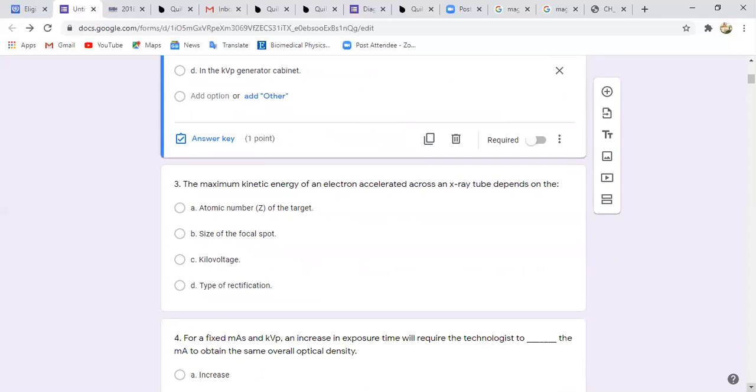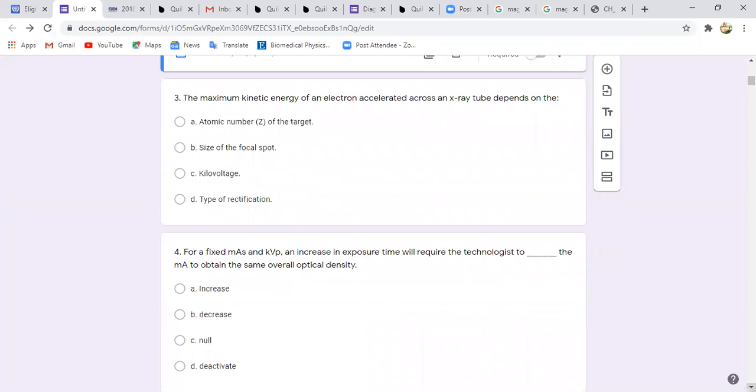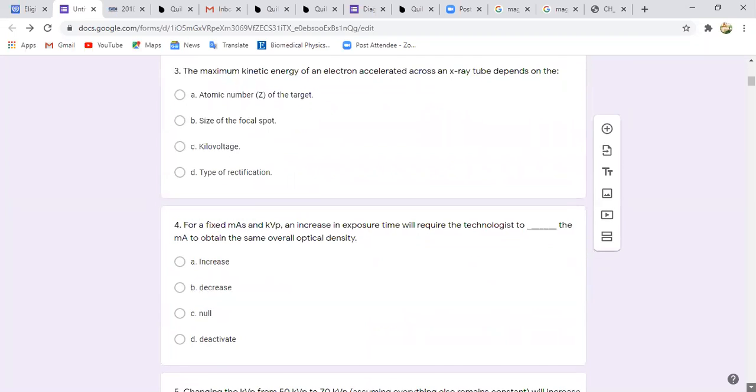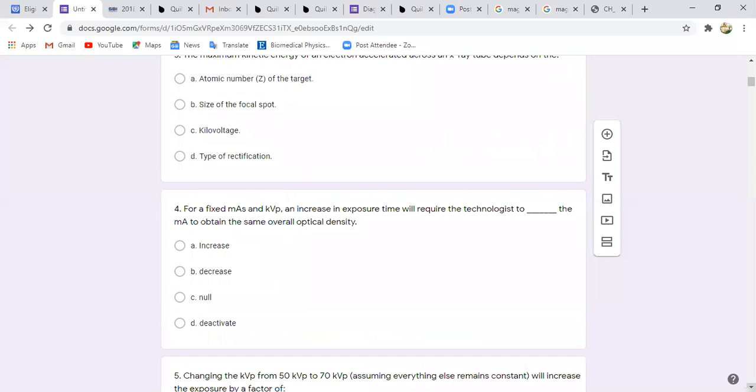So the maximum kinetic energy of an electron accelerated depends on what? Is it the atomic number? Is it the size? Is it kilovoltage or the type of rectification? Kilovoltage. Yeah, it's clearly kilovoltage. It is the voltage that determines the quality of the X-ray. So it is the kilovoltage. Some can say kVp. It's also accepted.